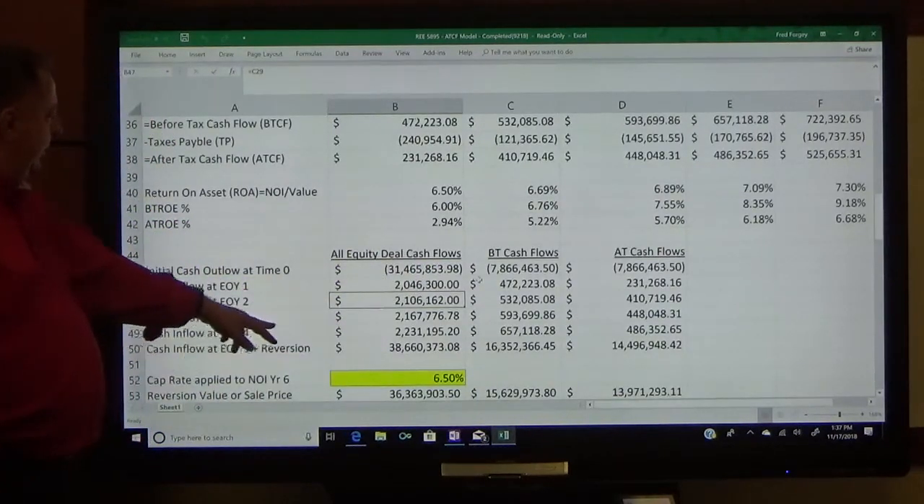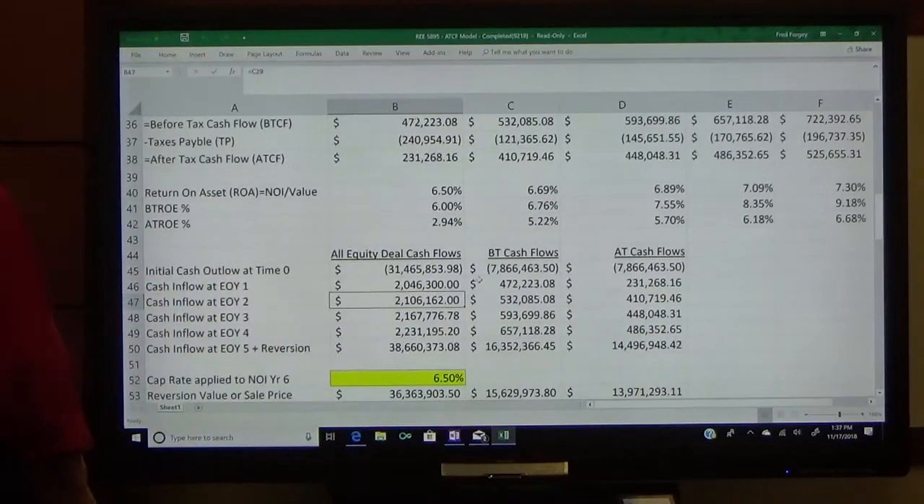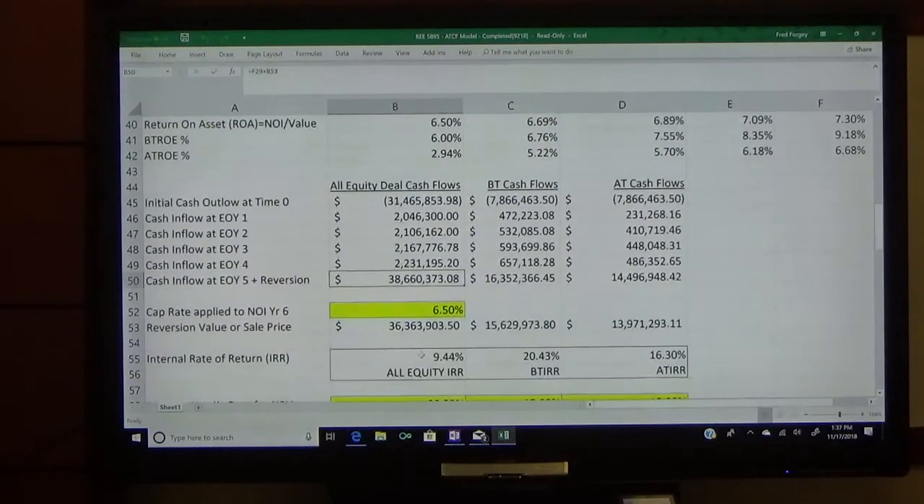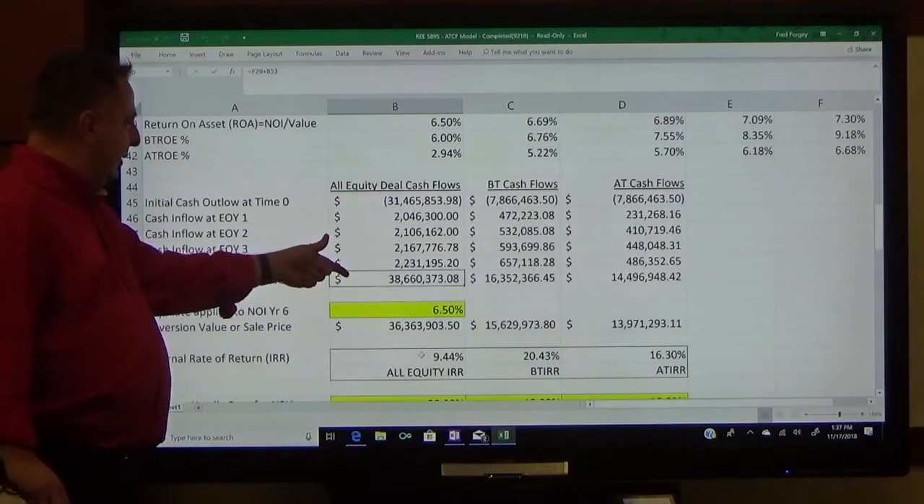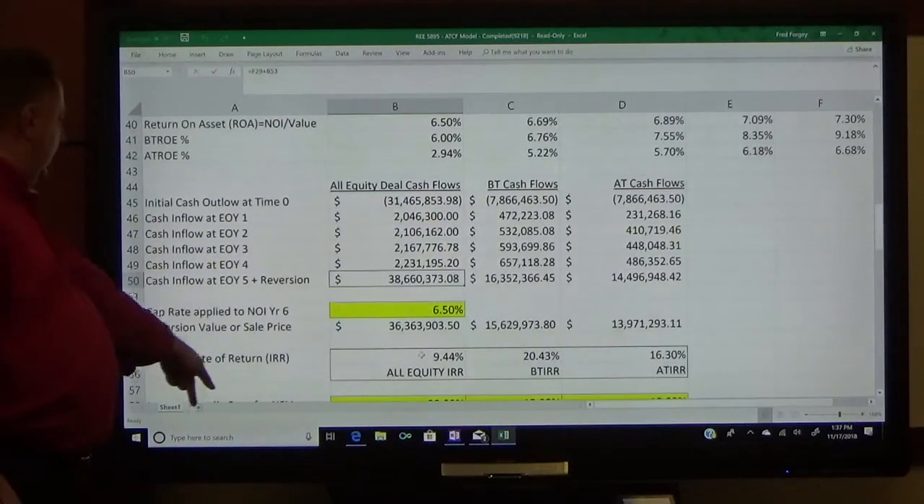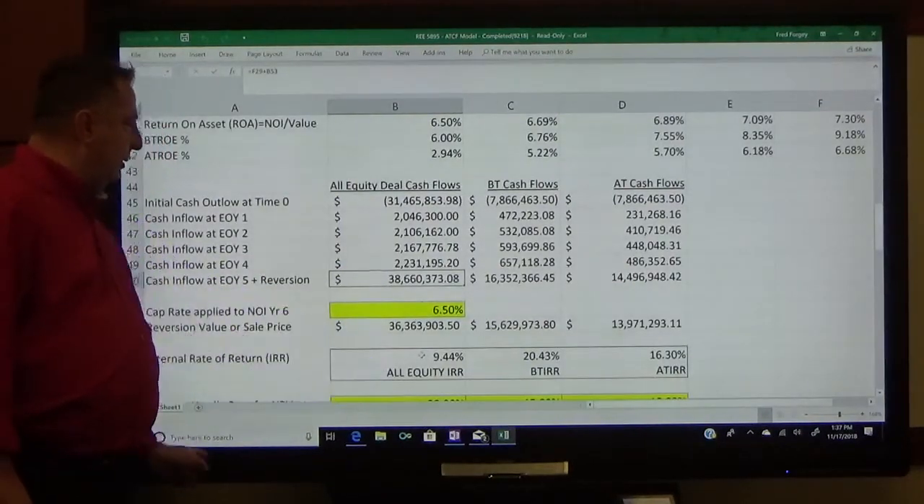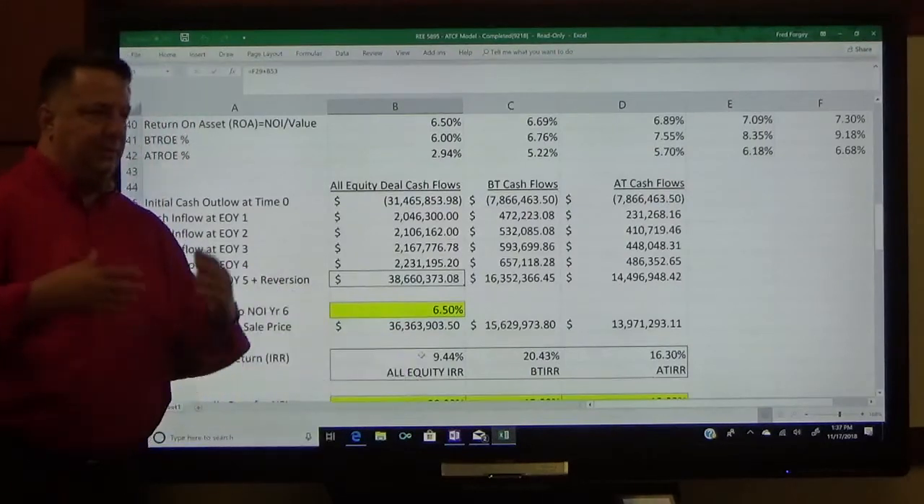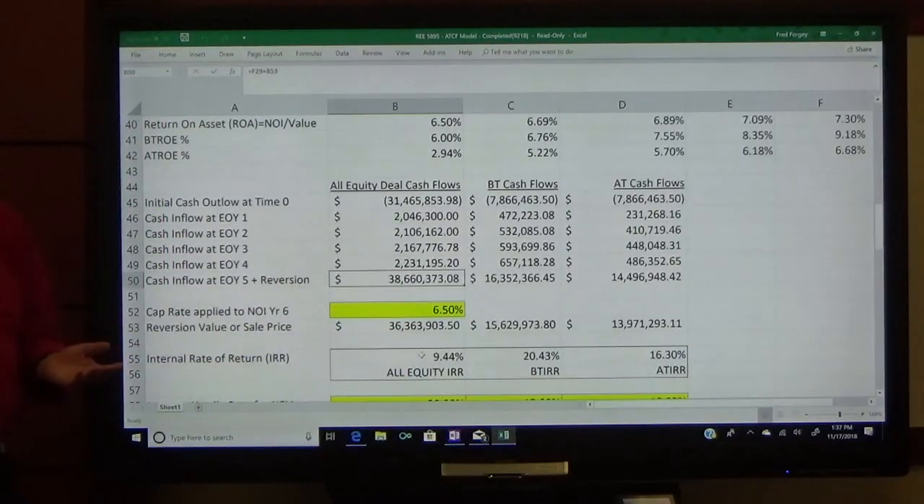And then the reversion, once again, is going to be based off of the year 6 NOI using the cap rate down here of 6.5%. And then you're going to add that to your final cash flow. And then once you've done so, just like we've done with the calculator, go through, put in these cash flows, and then you should be able to solve for your internal rate of return for the deal, and you'd find 9.44% for internal rate of return.